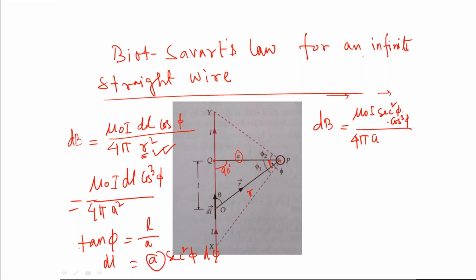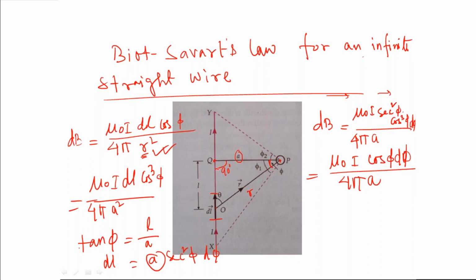So now look, sec square and cos square phi will be reciprocal to each other. So eventually this will be cos phi. Okay, d phi I have omitted, so d phi will be there, divided by 4 pi a. So this will be your magnetic field for this particular element. If I take so many such elements, then I'll get the magnetic field for the whole wire.